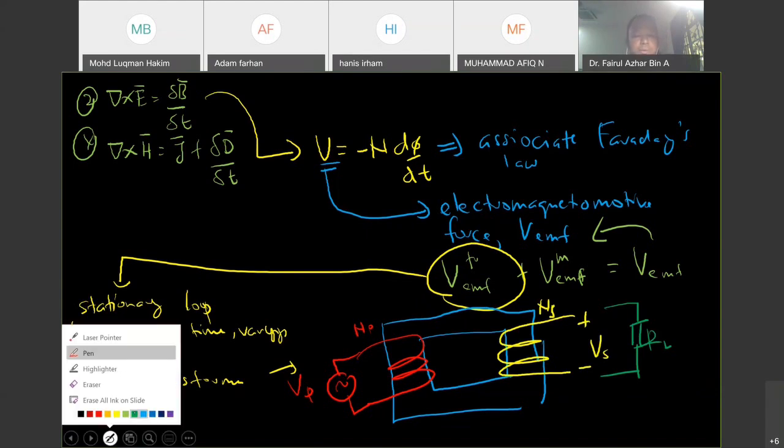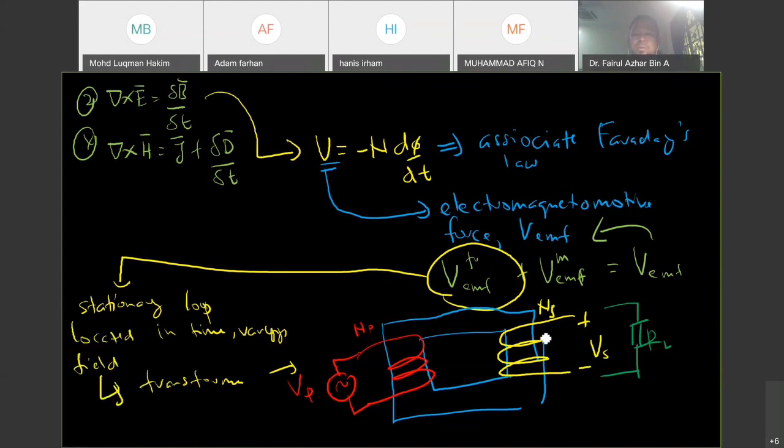And basically, if you perform some analysis on this transformer, in the end you have an expression that represents VP, NP, NS, and VS: VP divided by VS is equal to NP divided by NS. Okay, so how can we relate this transformer with the concept of a stationary loop located in a time varying field?